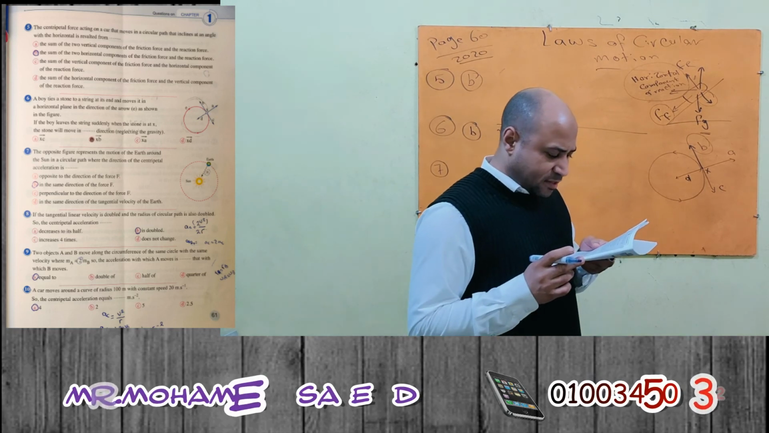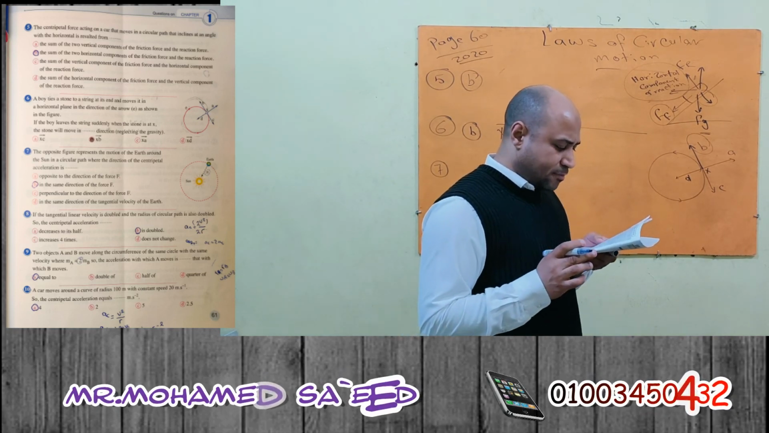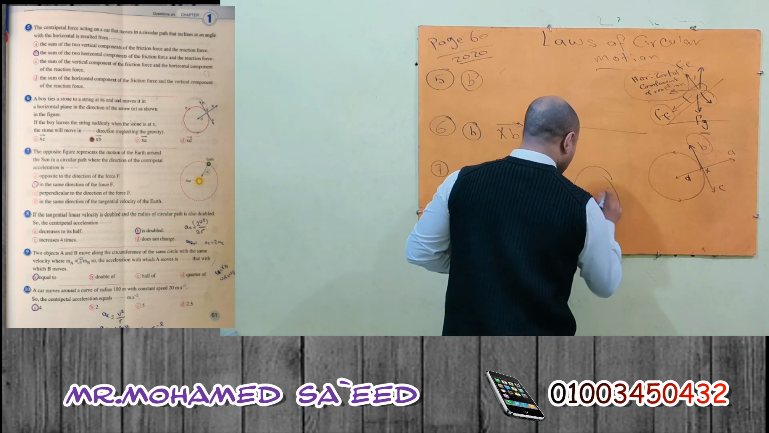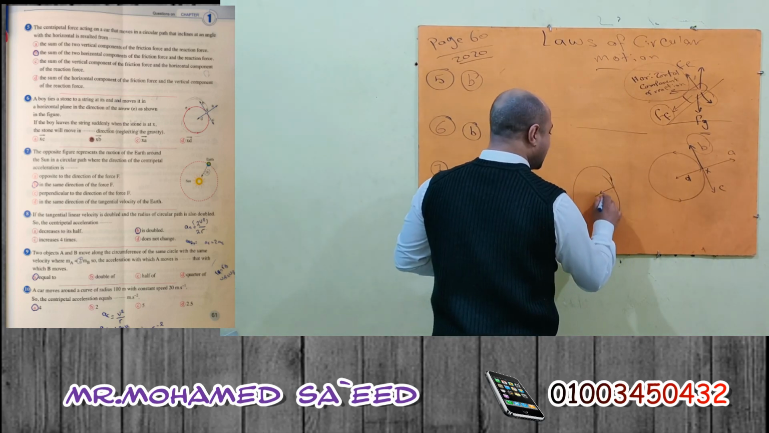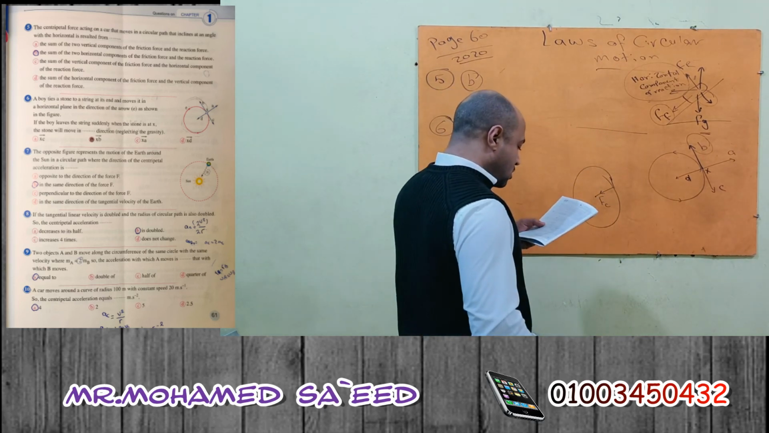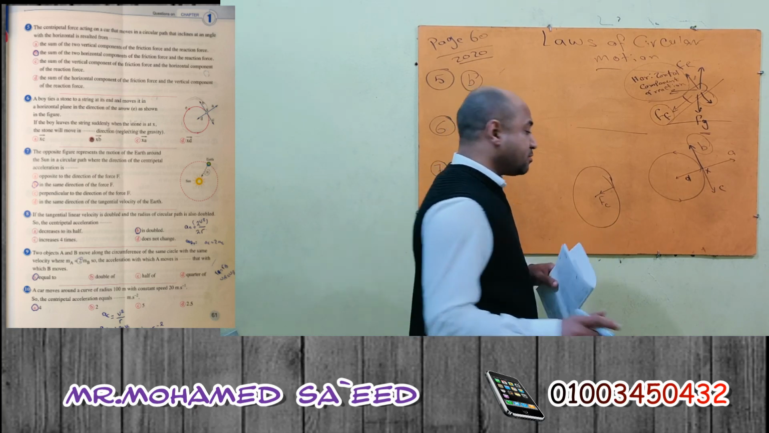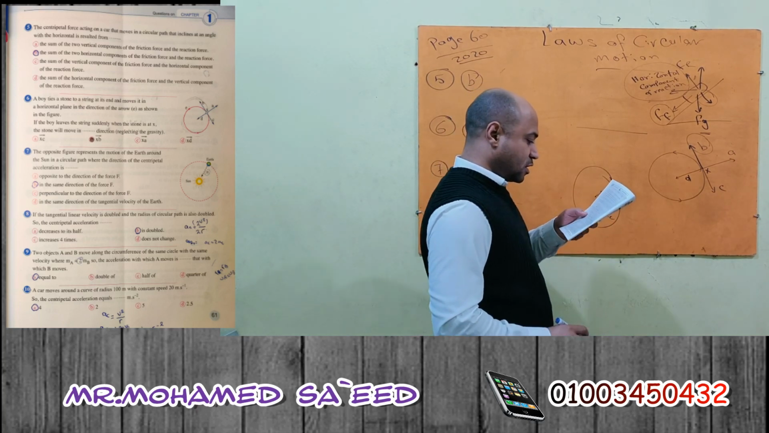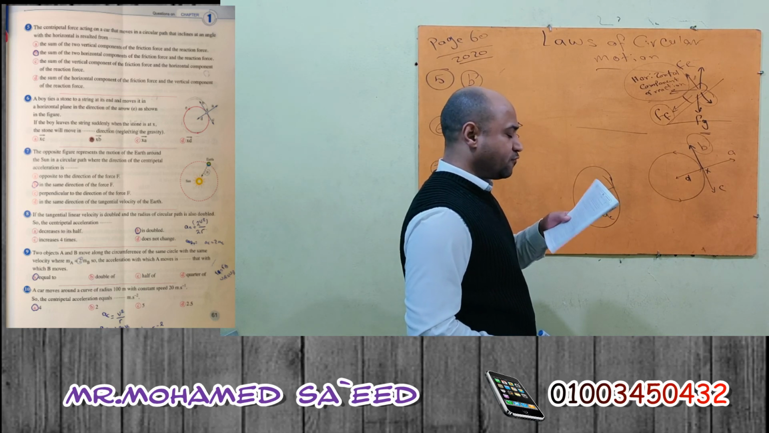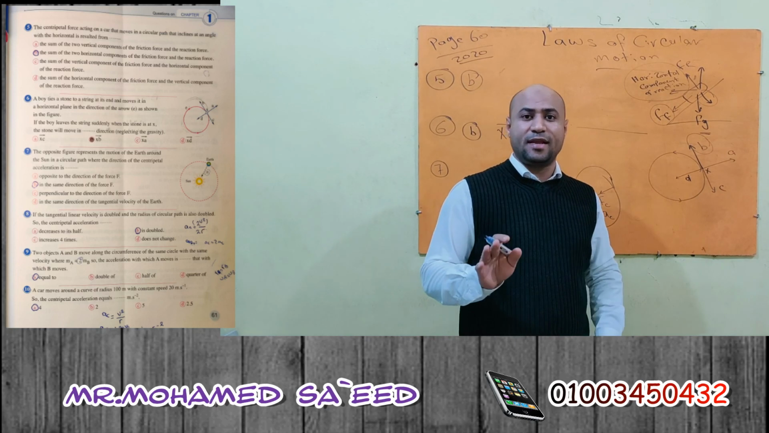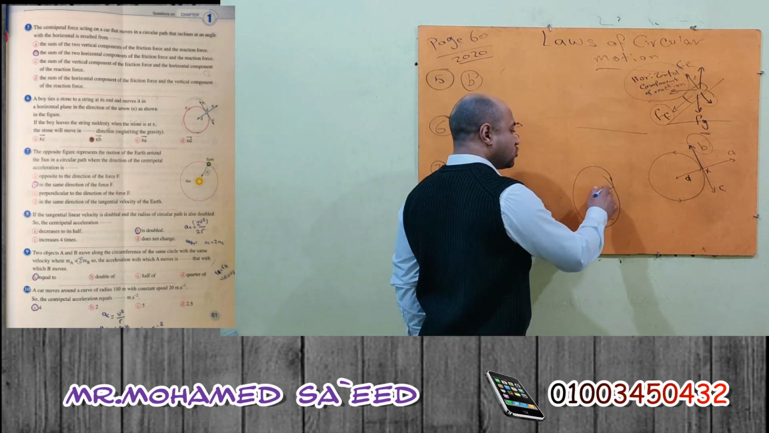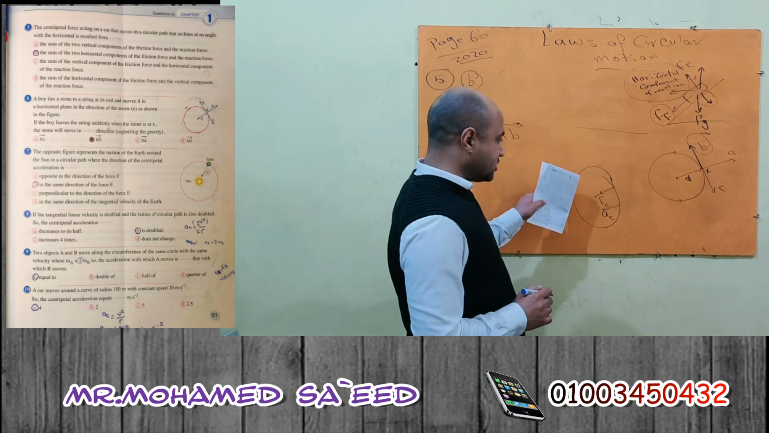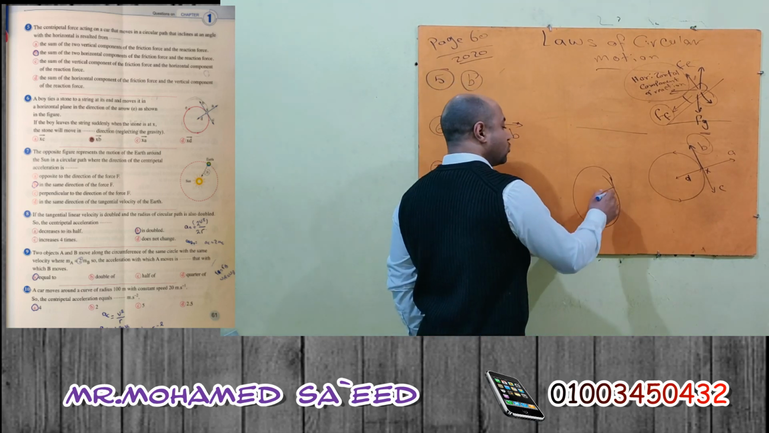The opposite figure represents the motion of the Earth around the Sun in a circular path. Where is the direction of the centripetal acceleration? We said that centripetal force acts towards the center of the circular path, right? Also, the acceleration acts in the same direction as the centripetal force. Force and acceleration always have the same direction. So both centripetal force and centripetal acceleration act toward the center of the circular path.